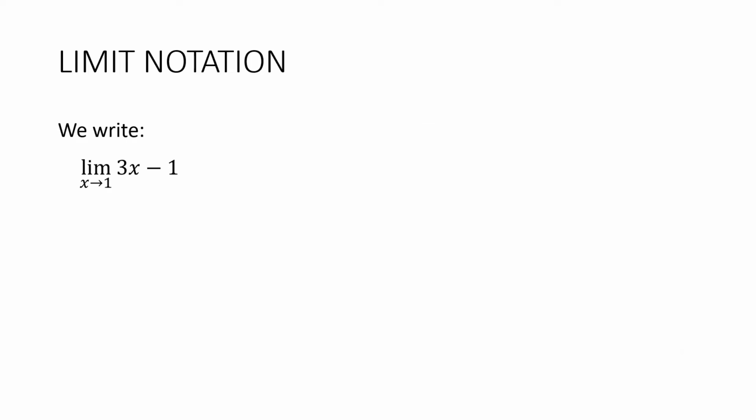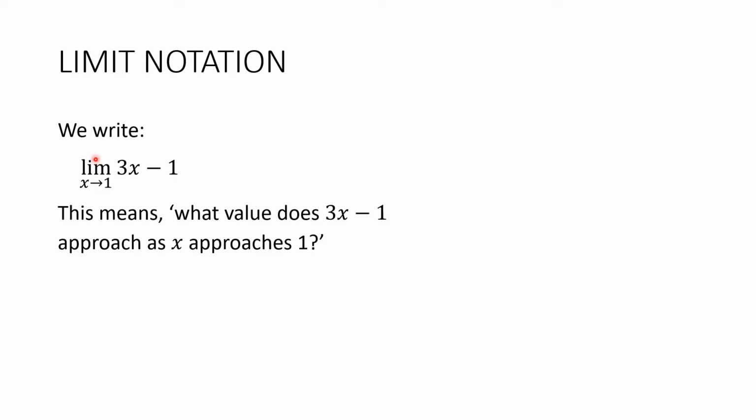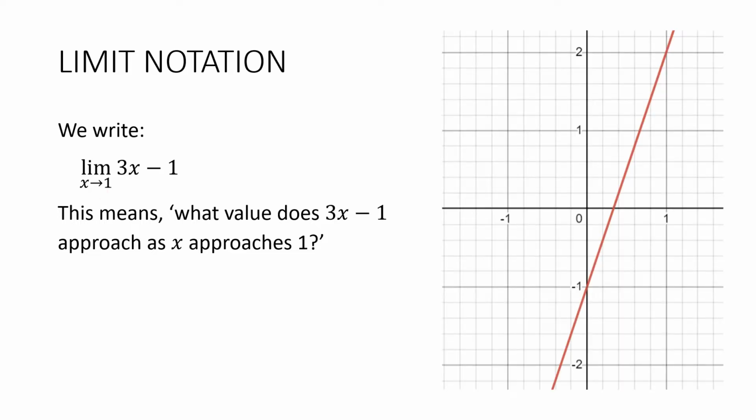Now here's the notation for limits. This says, what is the value of 3x minus 1 as x approaches 1? We can see this graphically. This is the line y equals 3x minus 1. You can see that the gradient is 3 over 1. The y-intercept is negative 1.